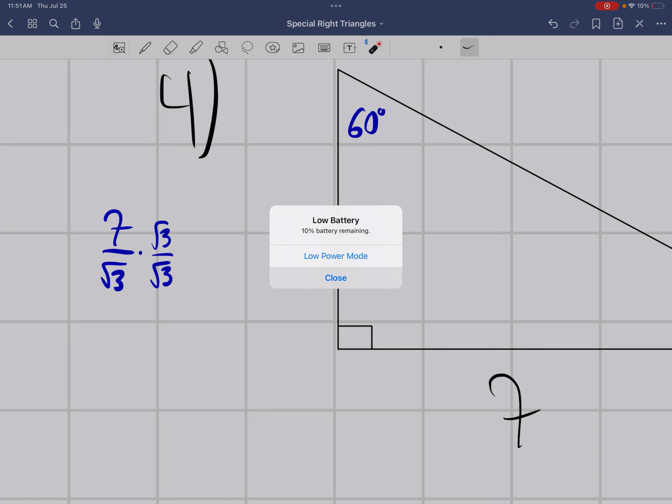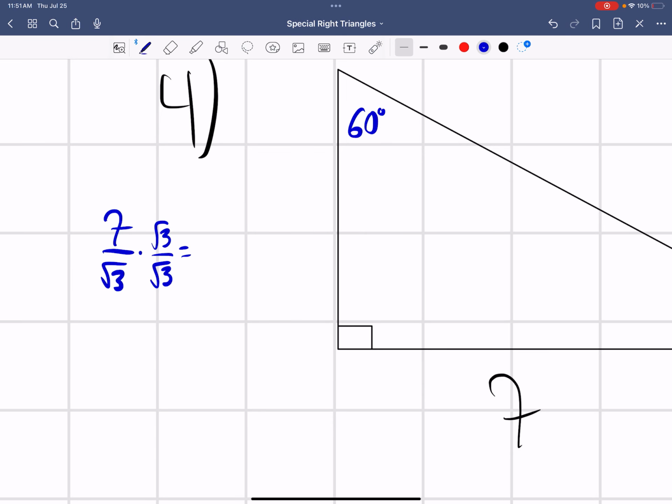But by doing this, we will rationalize the denominator. The numerator here turns out to be 7 root 3, and the denominator is, well, root 3 times root 3 is just 3. So that's it. This side here, the short leg, is 7 root 3 over 3.